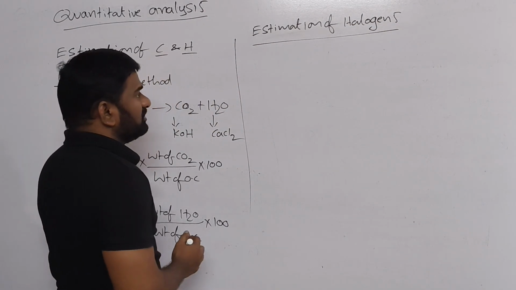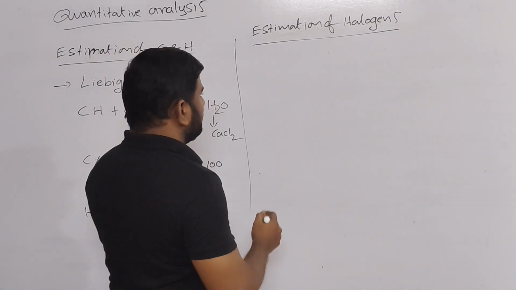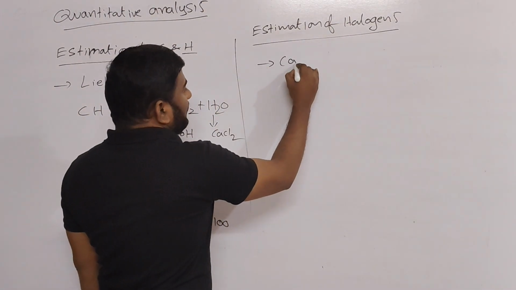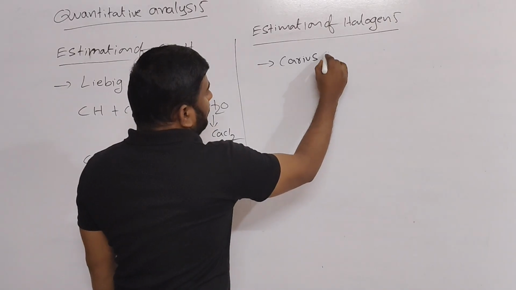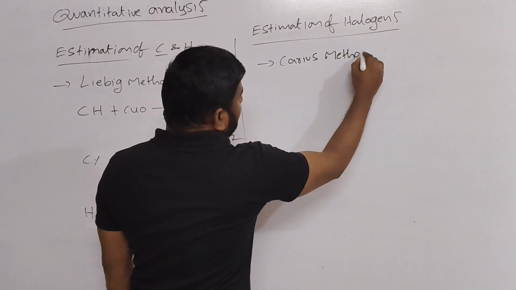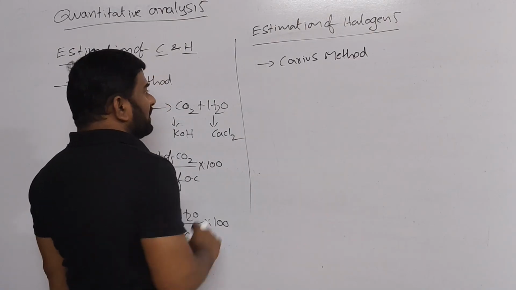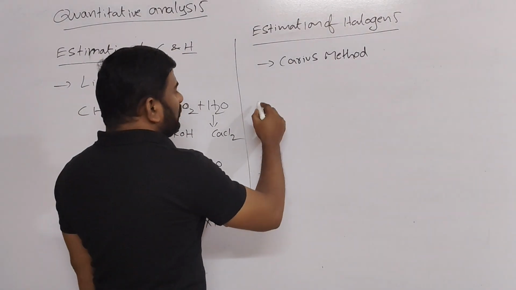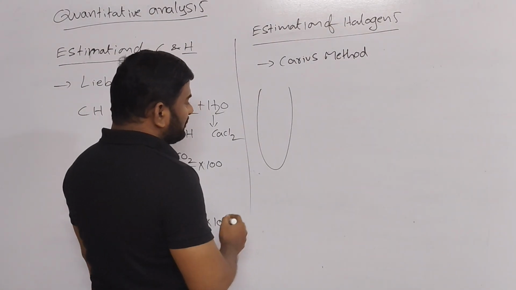Okay, estimation of halogens. How can we estimate the halogens? Halogens are estimated by the Carius method. So what is happening in the Carius method? Here, one Carius tube will be there. This is called the Carius tube.